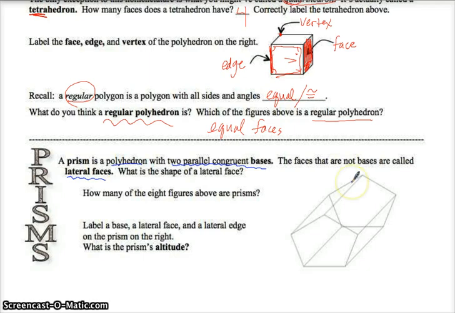So look at this over here. This is a prism. What are my bases? My bases are the two parts that are parallel to each other. Well, hopefully you can see here that this pentagon in front and this pentagon in back are actually my bases.